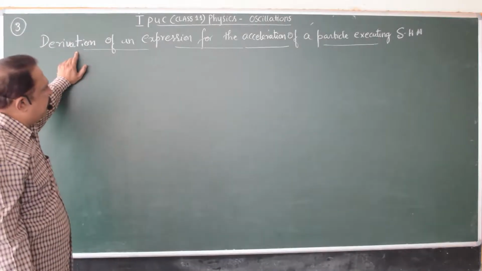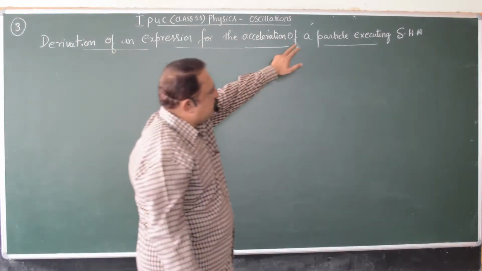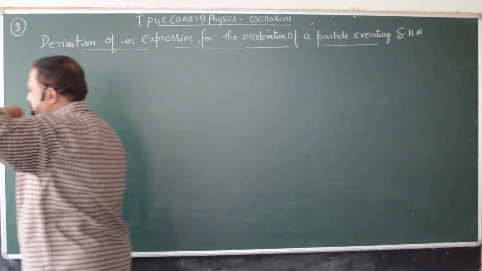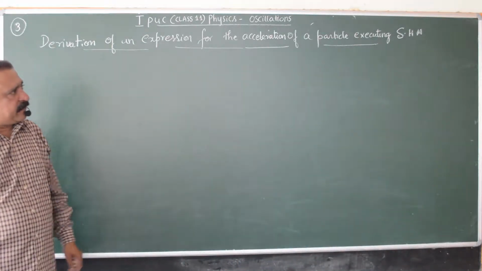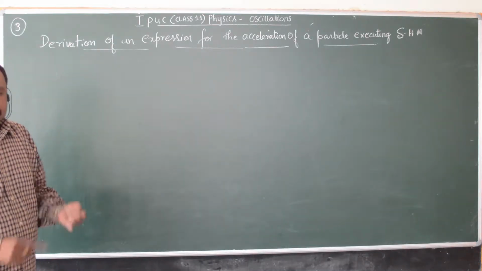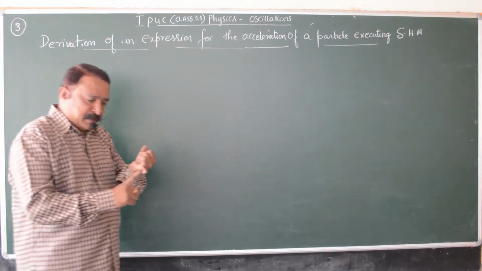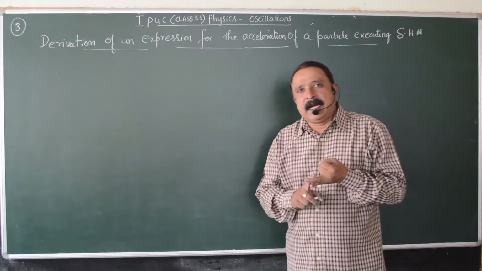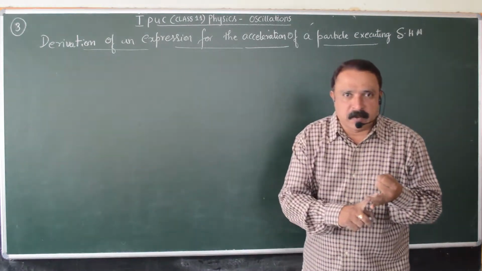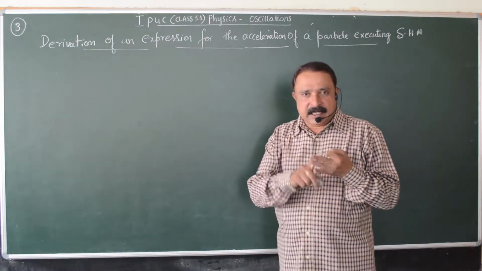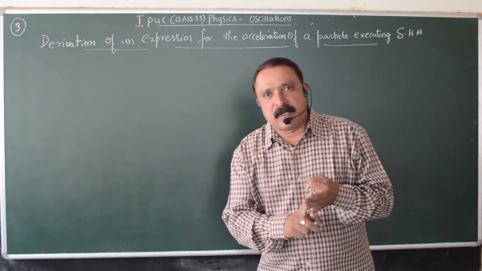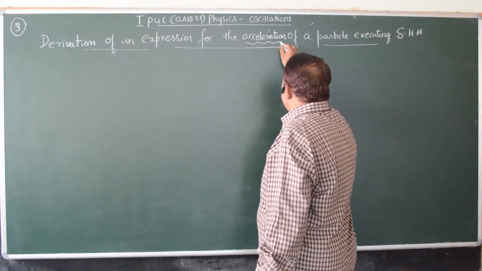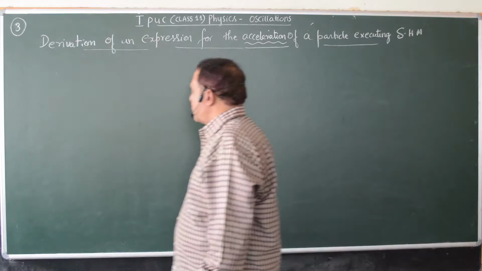Let's learn how to derive an expression for acceleration of a particle executing simple harmonic motion. According to the definition, simple harmonic motion is periodic motion, and acceleration is directly proportional to the displacement, and acceleration is always towards the mean position. Now, what is the value of the acceleration of the particle executing simple harmonic motion?